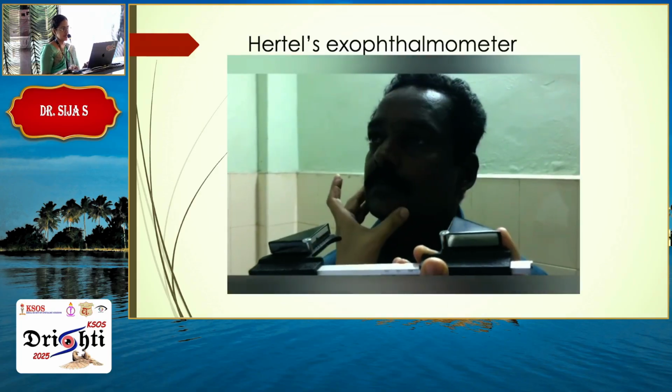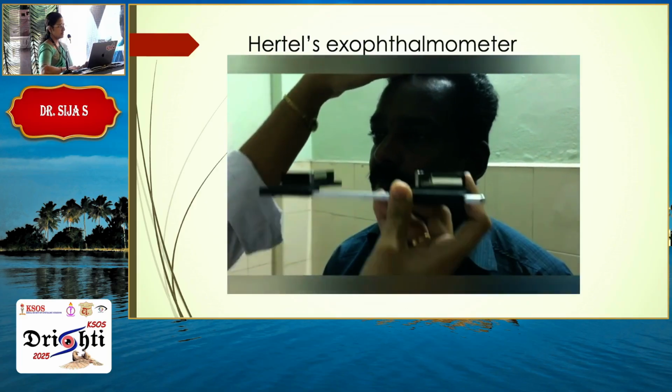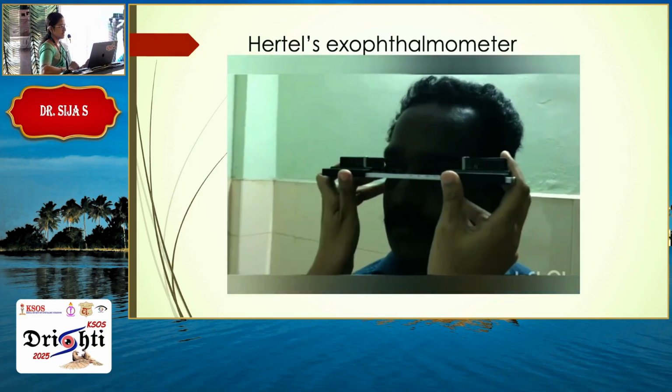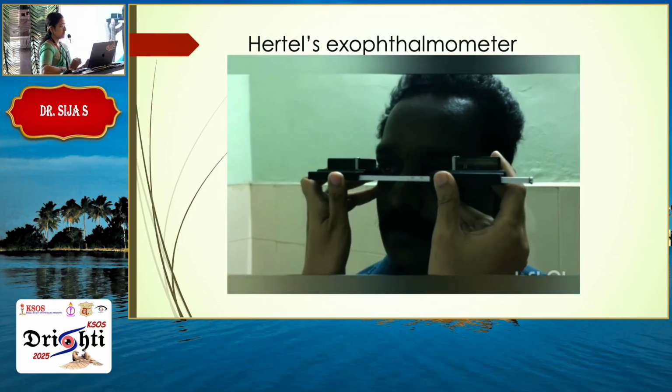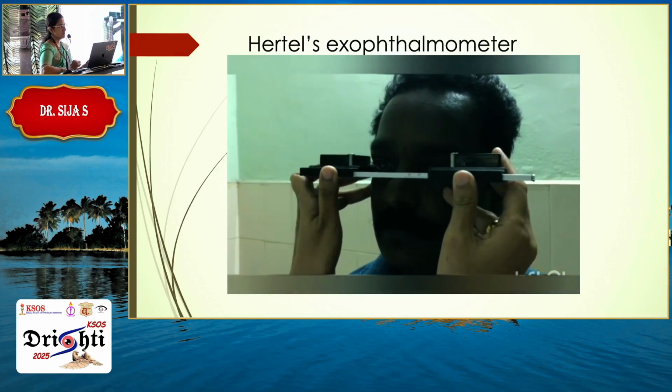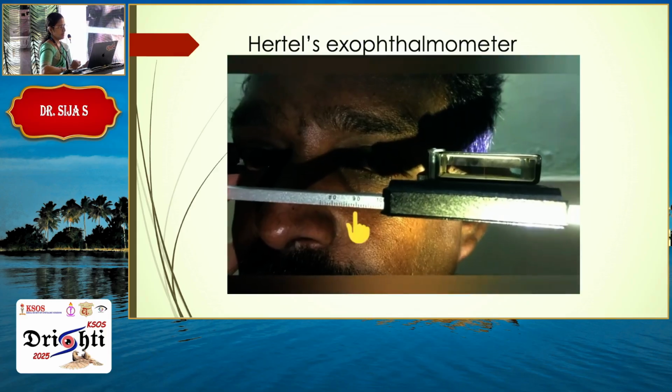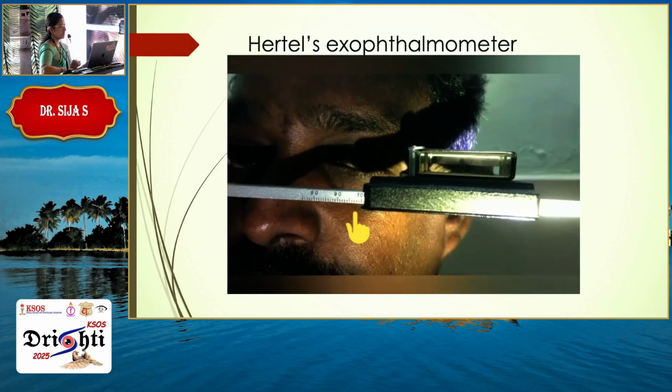So we'll see an example. First, as we are at the same level as the patient, keep it on one side, slightly slide. You should not apply too much pressure, as it will be painful for the patient. And once the base reading is taken, it's about 101 here.